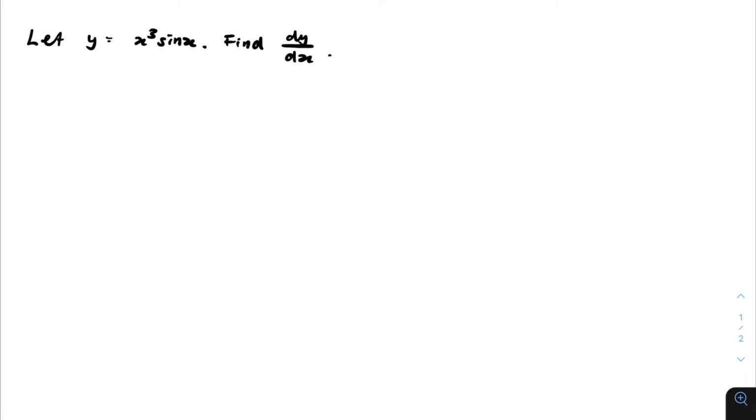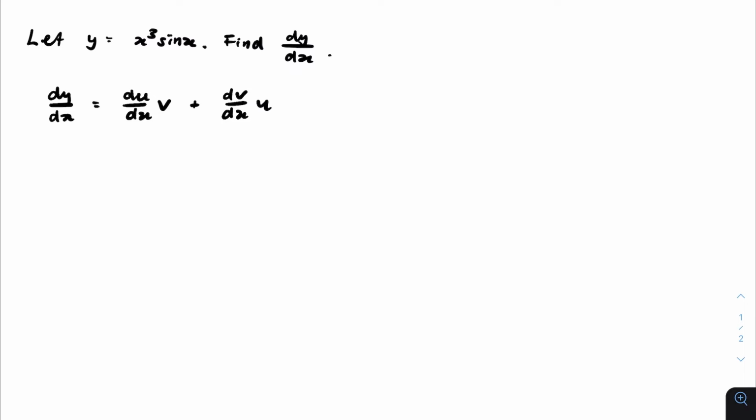So before we can go further, we must know the equation for the product rule, as we're dealing with the product here of x cubed and sine x. So dy over dx, which as we just said is the derivative of y with respect to x, is equal to du over dx times v plus dv over dx times u. And you might be thinking at this point, what on earth are u and v? And what is du over dx and dv over dx?